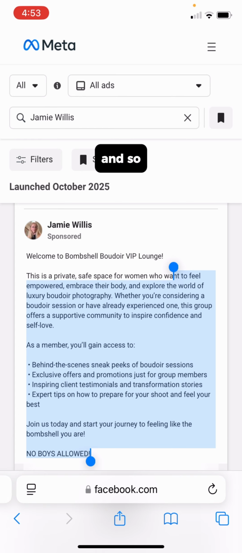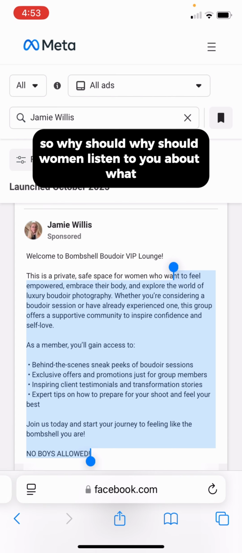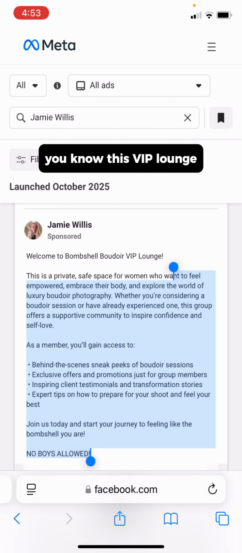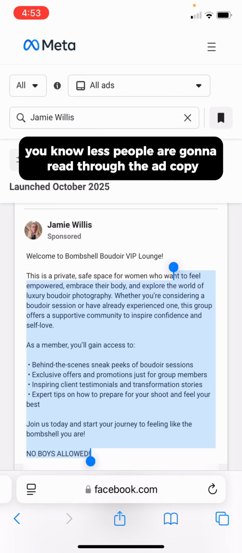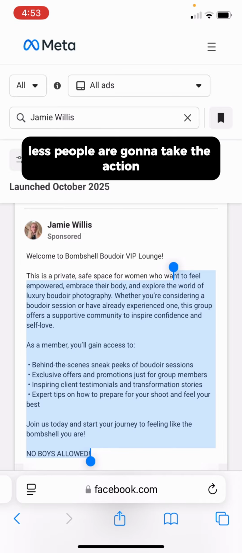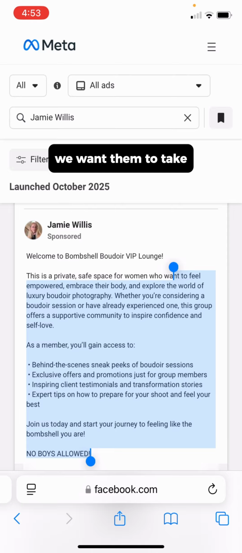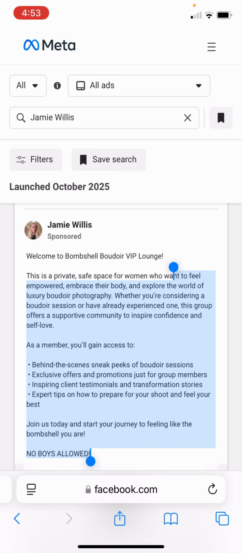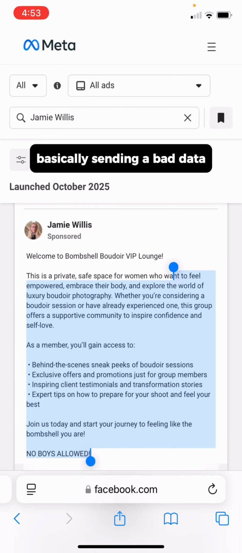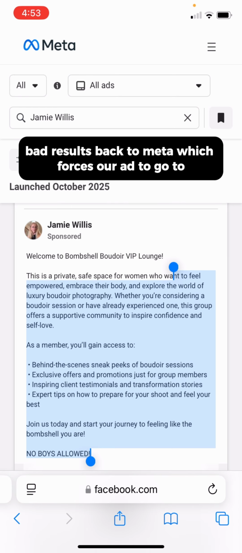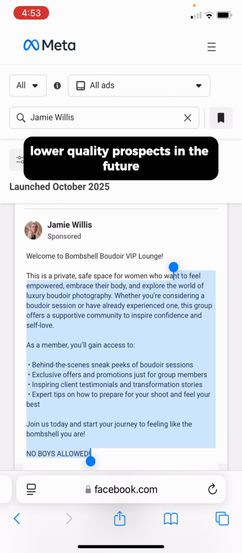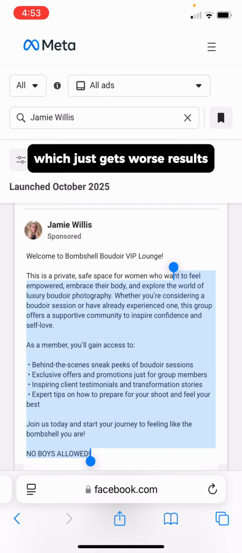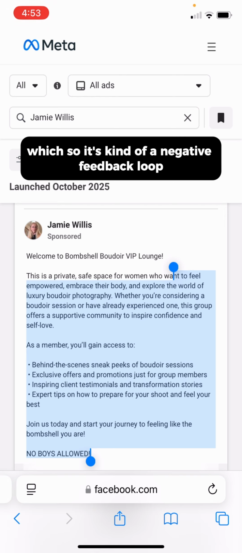And so why should women listen to you about what you're going to talk about? This VIP lounge. So we're missing out here. That's a mistake. That means less people are going to read through the ad copy, less people are going to get pre-qualified, less people are going to take the action we want them to take. And that feedback goes to Meta, where we're sending bad data, bad results back to Meta, which forces our ad to go to lower quality prospects in the future, which just gets worse results, so it's a negative feedback loop.